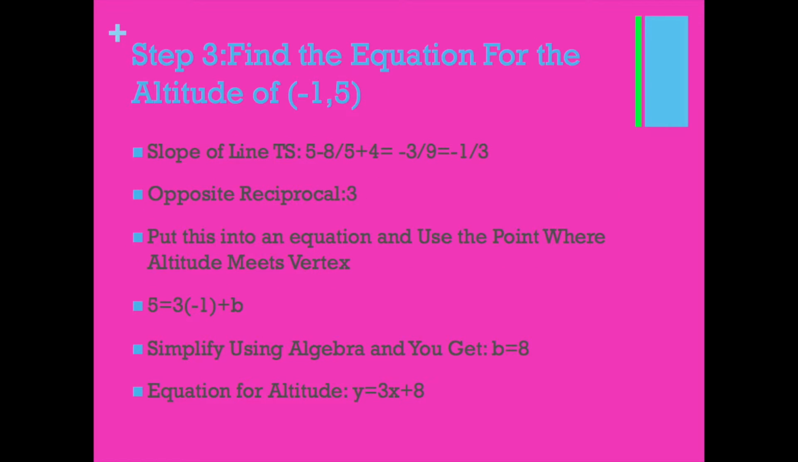Step 3: Find the equation for the altitude from (-1, 5). The slope of line TS is -1/3. The opposite reciprocal is 3. Put this into an equation and use the point where the altitude meets the vertex. Simplify using algebra and you get b equals 8. Equation for the altitude: y equals 3x plus 8.